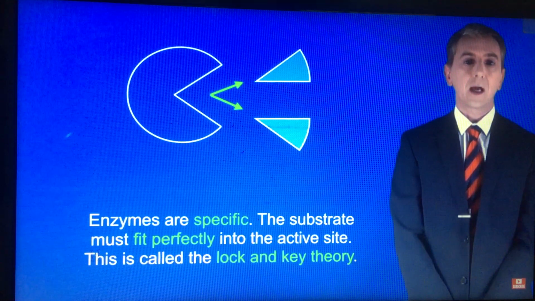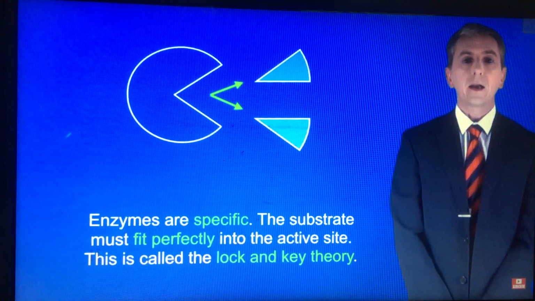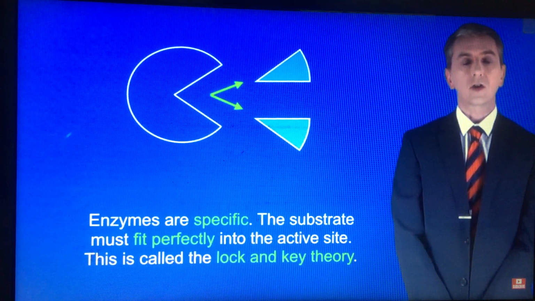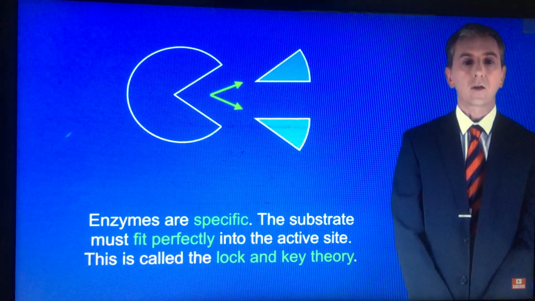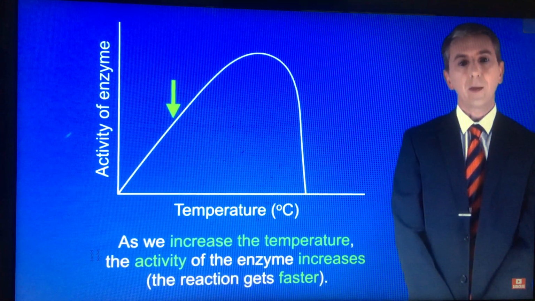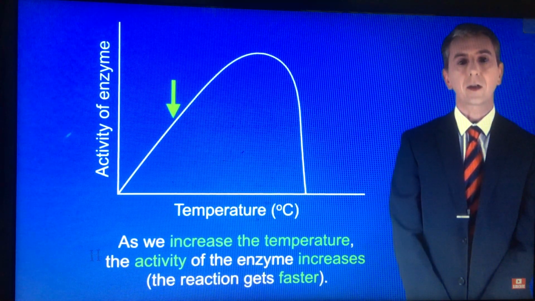Imagine I've got an enzyme catalyzed reaction, and I gradually increase the temperature. At each temperature, I measure the activity of the enzyme, in other words, the rate of the reaction. I get a graph that looks like this. As you can see, as we increase the temperature, the activity of the enzyme increases. In other words, the reaction gets faster.